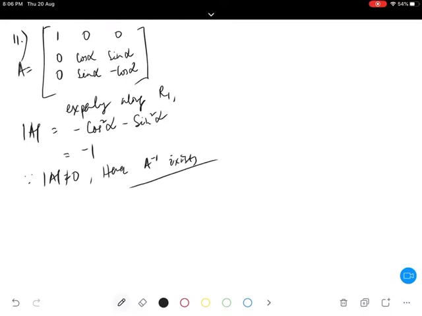Okay, clear? From the formula of A inverse, I know that A inverse is given by 1 by determinant of A into adjoint of A. We have already found the determinant. Now we have to find the adjoint of A, and for that I need to find the cofactors of each element. So tell me one by one.